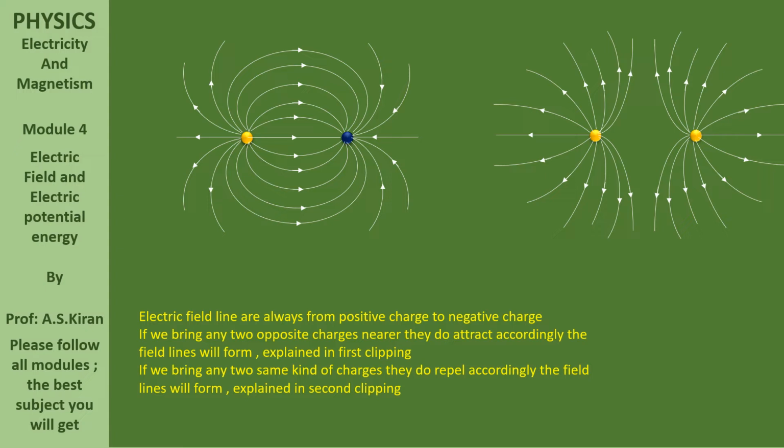If we bring any two opposite charges nearer, they do attract. Accordingly, the field lines will form, as explained in the first clipping. If we bring any two same kind of charges, they do repel. Accordingly, the field lines will form, as explained in the second clipping.